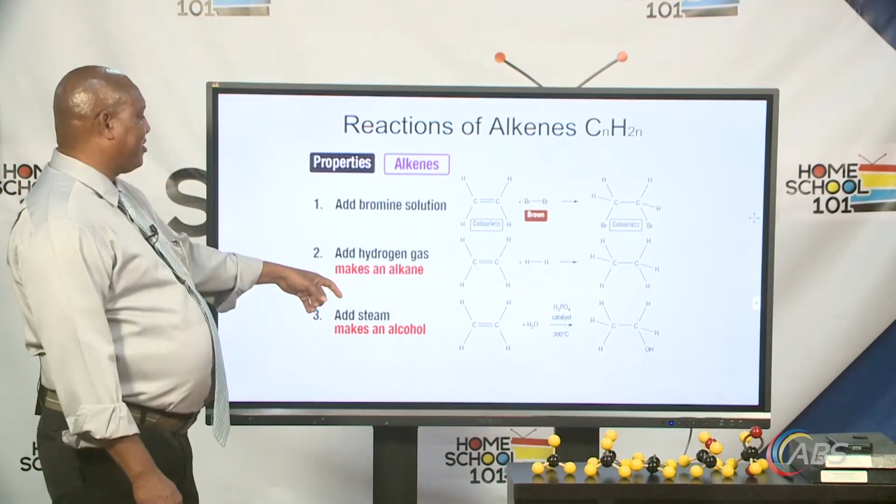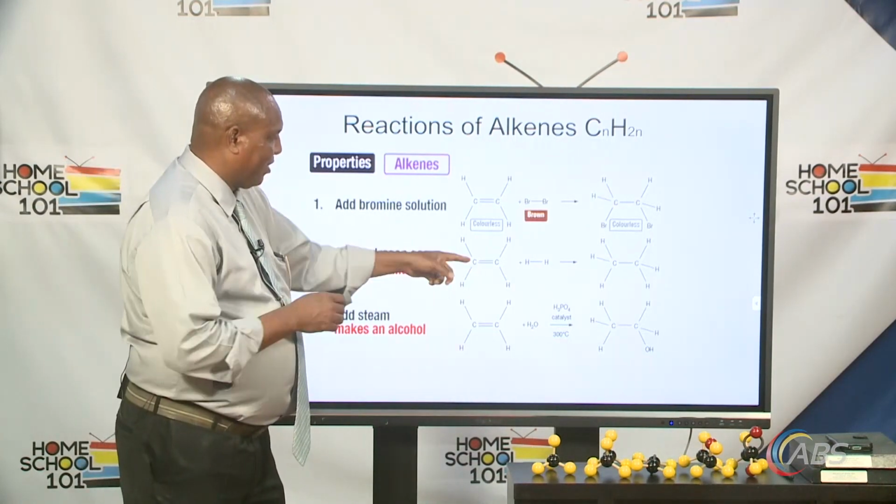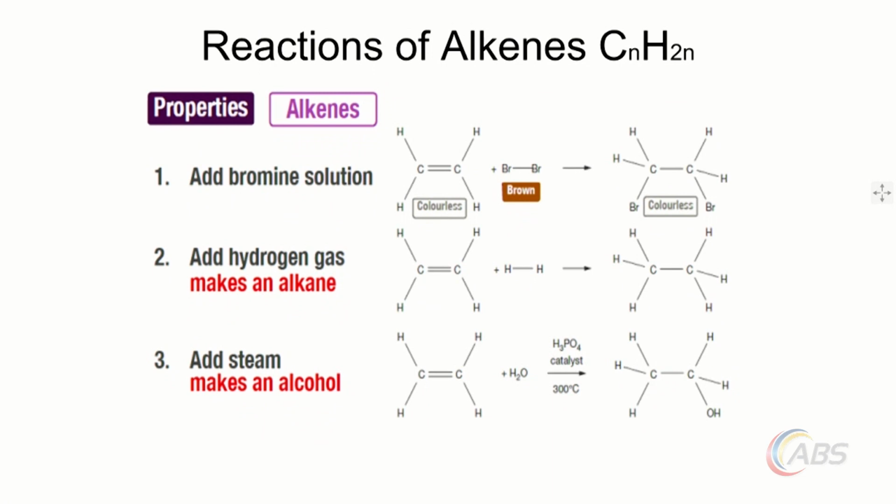Okay? We can add hydrogen gas to an alkene. Same thing happens. The double bond breaks. When it breaks, the hydrogens are going to add on either side of that double bond. So this is the result.